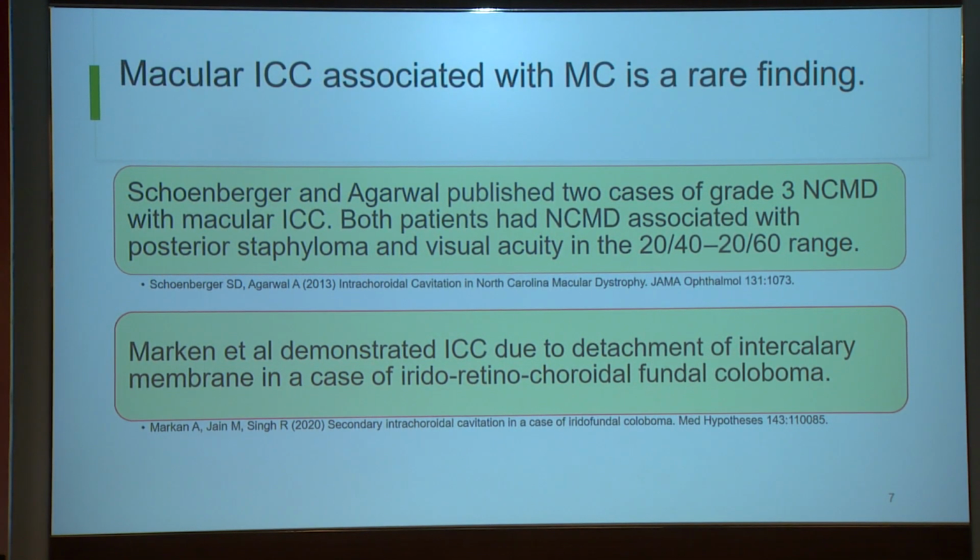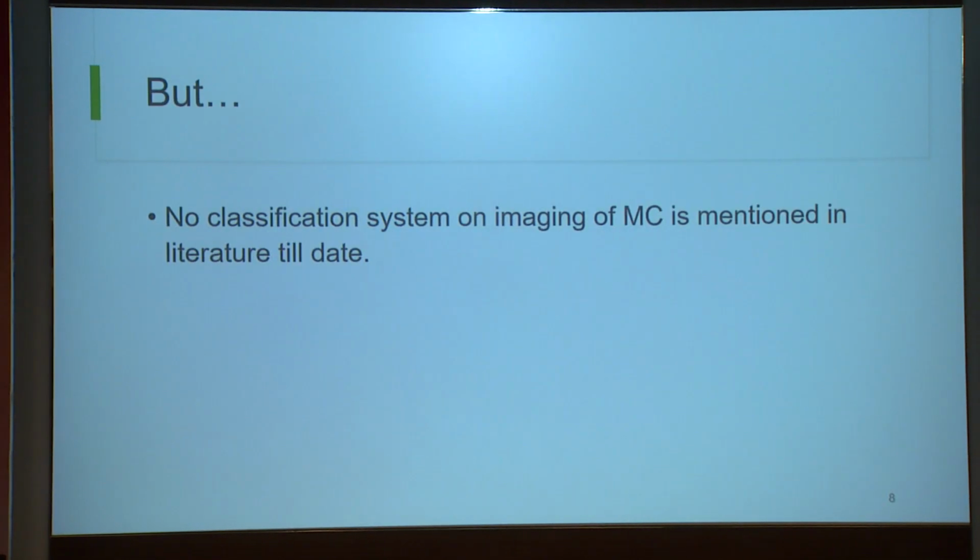There are two studies. One, by Schoberger and Agarwal, published 2 cases of grade 3 NCMD with macular ICC. Both patients were associated with posterior staphyloma and visual acuity was in the range of 20/40 to 20/60. There's another study where Markin et al. demonstrated ICC due to the detachment of the intercalary membrane in a case of irido-retino-choroidal coloboma. But no classification system is really given in the imaging of macular coloboma in the literature to date.